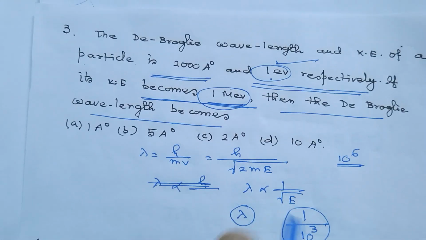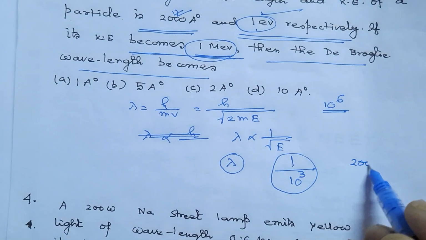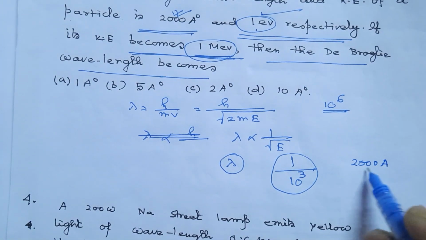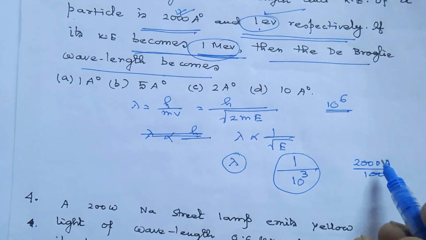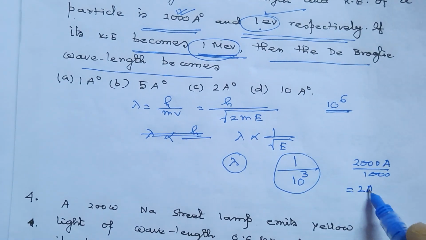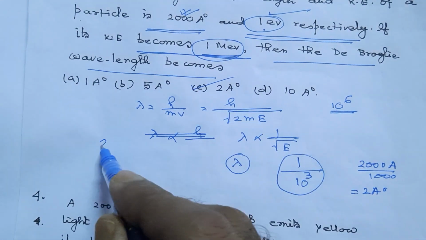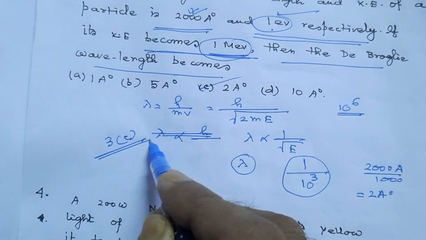So the first time the wavelength was 2000 angstrom. Now the wavelength is 2000 by 1000. That is your 2 angstroms would be the answer. So the answer is 2 angstrom. So the correct answer is C. So the answer to the question number 3 is C.